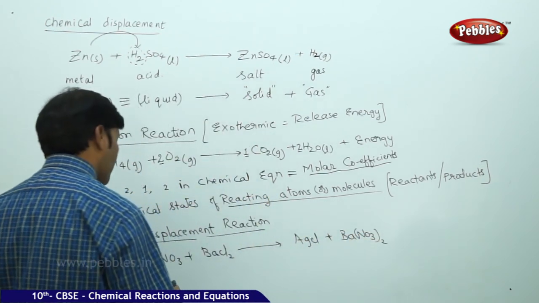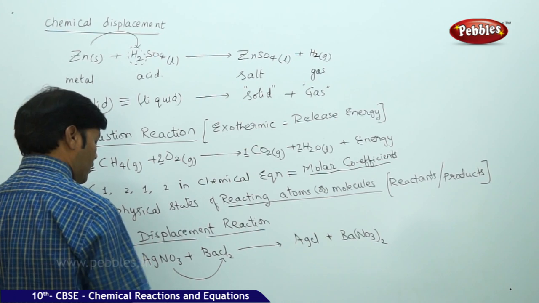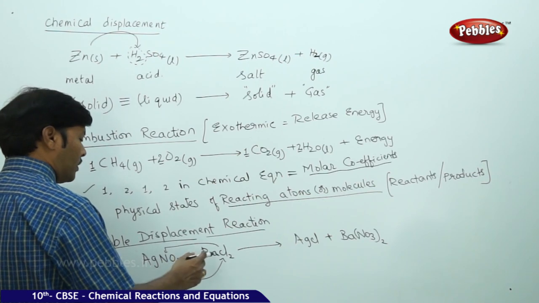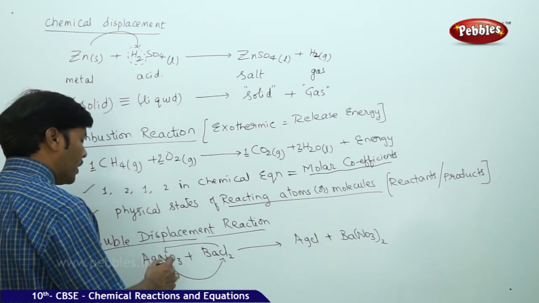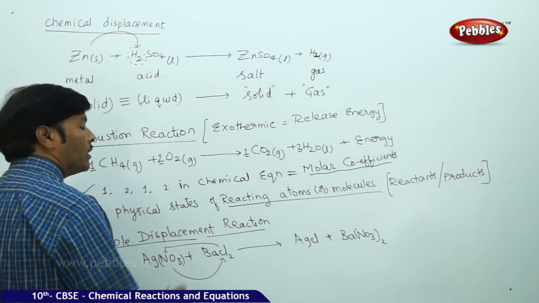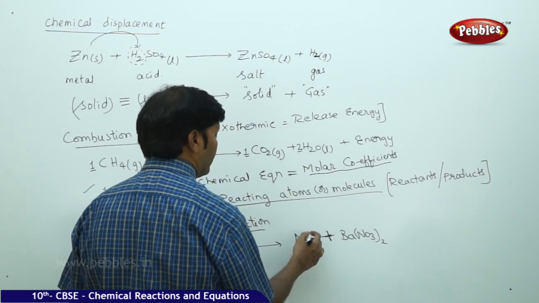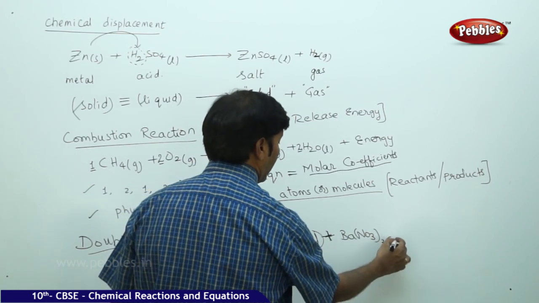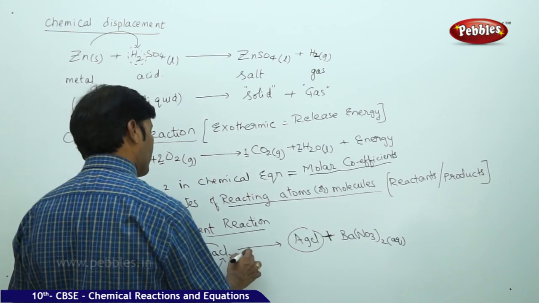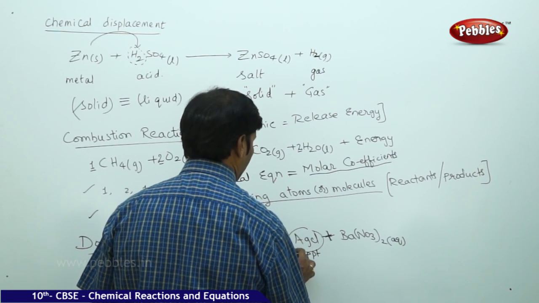That means what is happening here: the chloro group is being replaced by the nitrate group. The chloro group is occupying the nitrate position and the nitrate group is occupying the chloro position. That's why here we are getting silver chloride as a precipitate and barium nitrate solution. This is aqueous, this is also aqueous, this is a precipitate, a white precipitate.